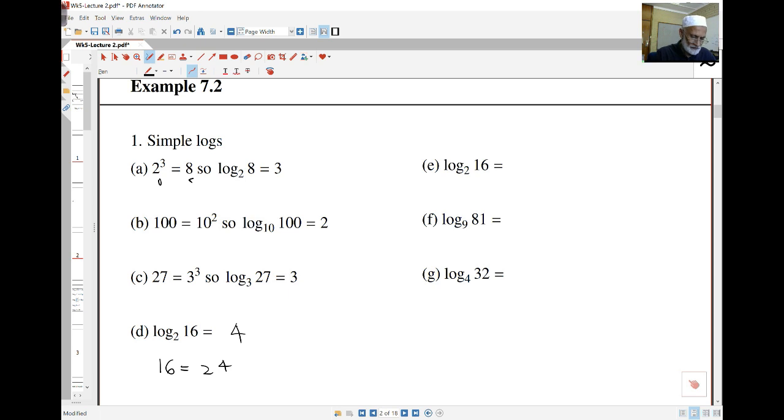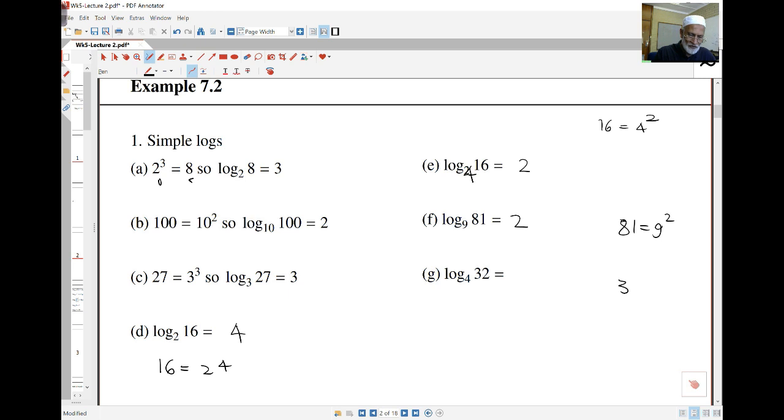Likewise here, I've got log of 16 to the base 2. Can I change that to log to the base 4 in that case? Now 16 is equal to 4 squared, so log of 16 to the base 4 is equal to 2. 81 is 9 squared, so log of 81 to the base 9 is equal to 2.